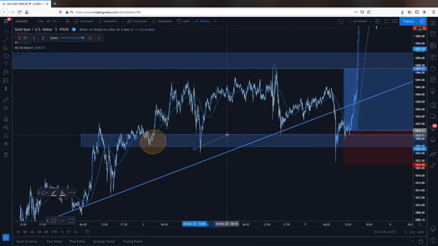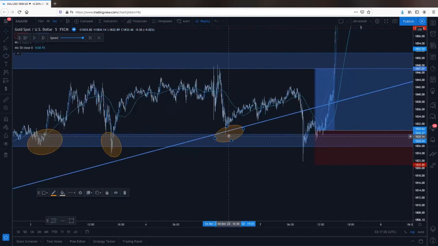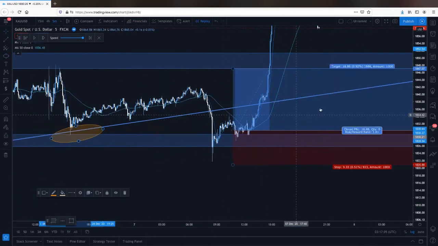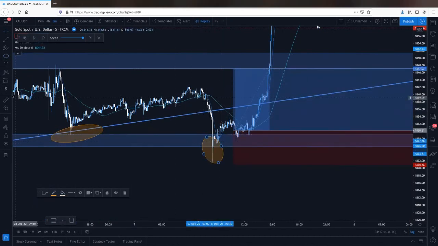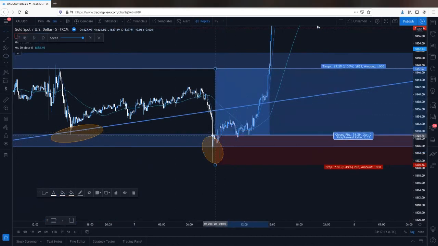So this would have been 1. This would have been 2. This would have been 3. I could consider that as 3. And then if you look at 4, if you would have got in here, you know what I'm saying? You just had to hold. You would have had to hold.